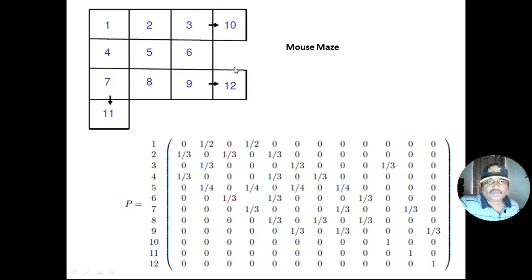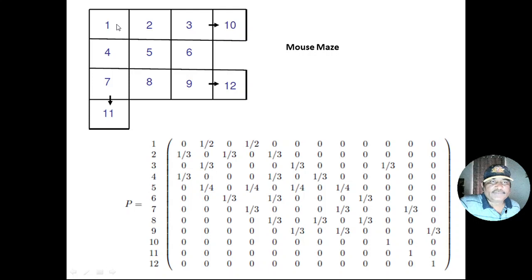From every room to every other room, the mouse can move. So how many rooms are there? 12 rooms, as we are seeing: 1, 2, 3, 4, 5, 6, 7, 8, 9, 10, 11, and 12. The mouse state will change from 1 to 12. So this will be a 12 by 12 transition probability matrix.